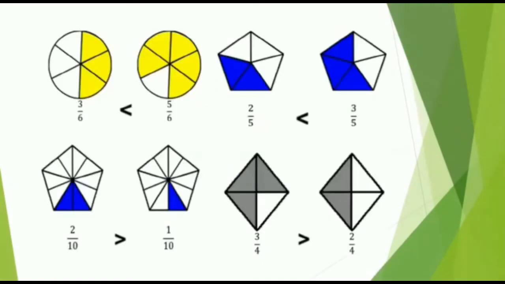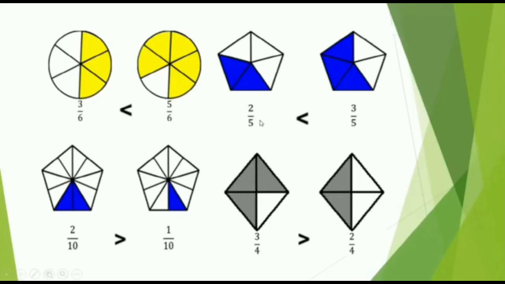Let's do some practice of comparing fractions before starting our work on books. As you can see, here are two circles given and they are equally divided in 6 parts. And in the first fraction, 3 parts are colored and in the other circle, 5 parts are colored. So 3 is a smaller numerator as compared to 5. So 3 by 6 is smaller than 5 by 6.